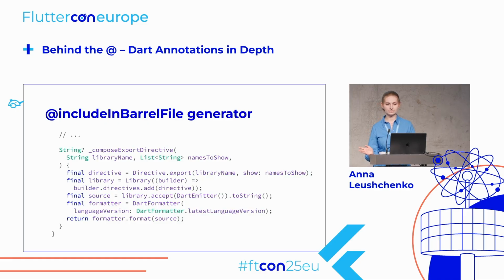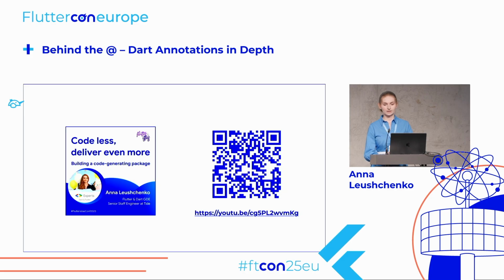The example is not full from the standpoint of creating the code generating package, but I hope it gives you the idea of how generators can rely on annotations and Analyzer API to parse your input Dart code and produce the generated output. And if you'd like to learn more about creating a code generating package, check out this recording.